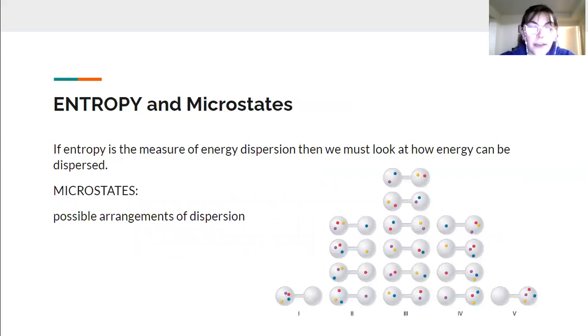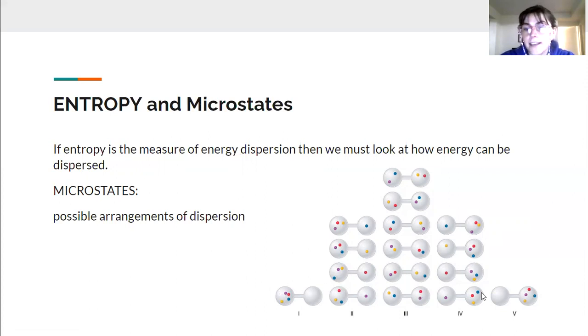So if entropy is the measure of energy dispersion, then we must look at how energy can be dispersed. And to do that, we're going to talk about something called microstates. Microstates are possible arrangements of energy dispersion.